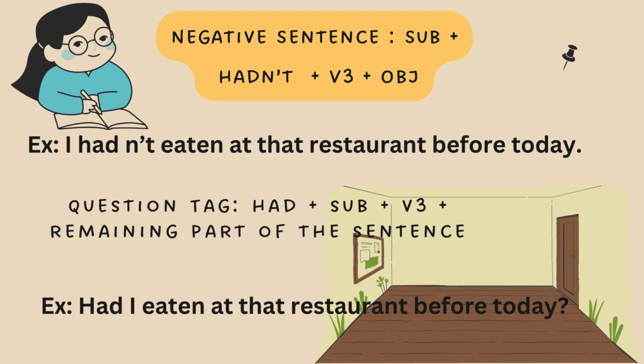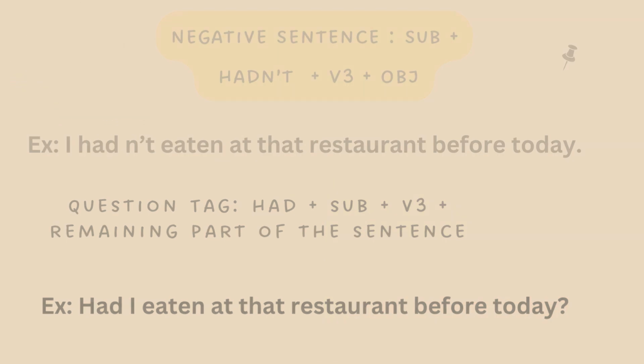So we can have a glance at the negative sentence also. The form is subject plus had not plus V3 plus object. So here the subject, and we are adding not to the had. Okay, to the auxiliary verb had, we are adding not. I had not eaten at that restaurant before today. That means previously I did not eat anything at that restaurant. That means I did not go to that restaurant earlier.